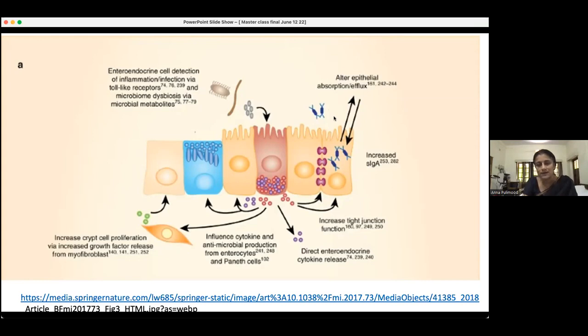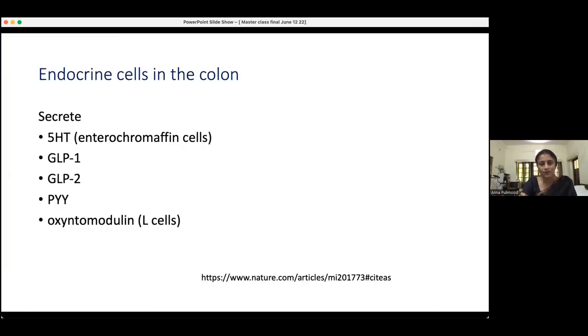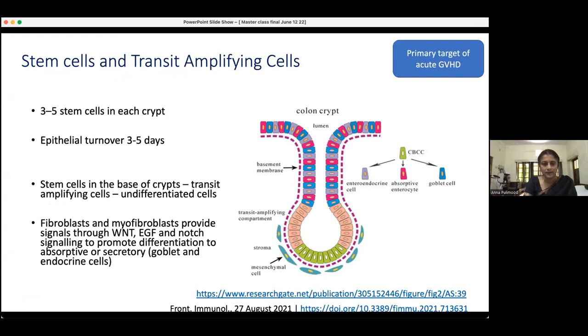So you see these cells, endocrine cells, have so many functions, though we hardly can even see them in the mucosa. They secrete various hormones, and this is just a list of some of the hormones secreted by endocrine cells in the colon. The stem cells are in the base of the crypt.